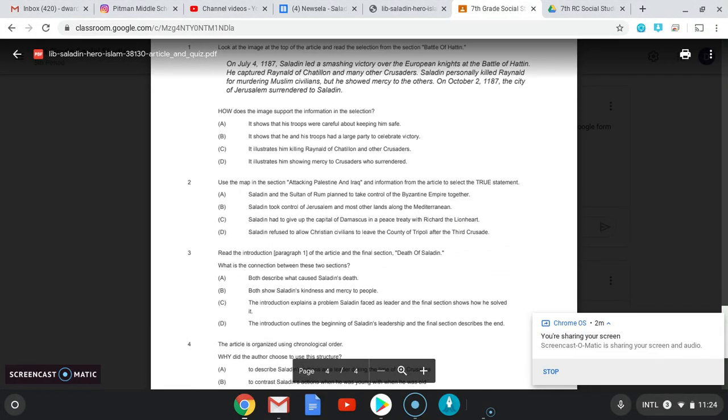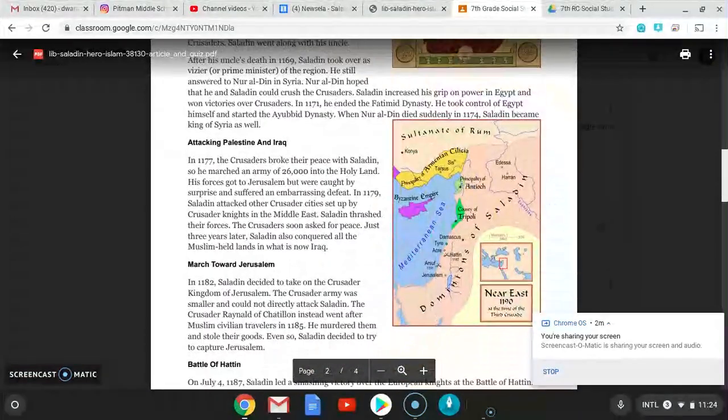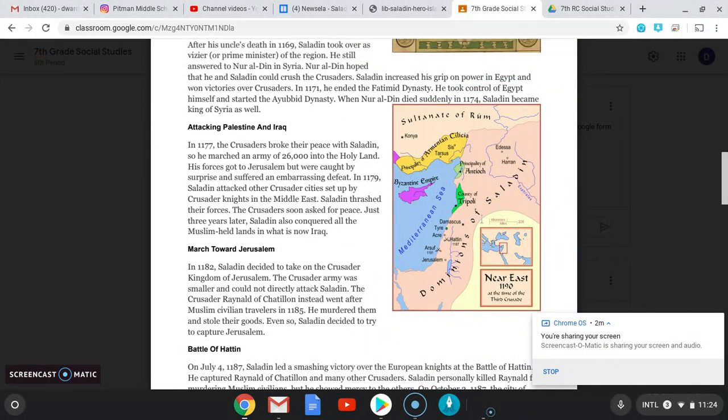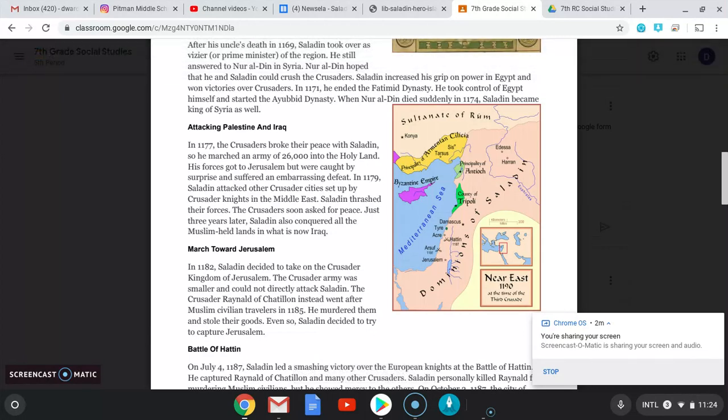All right, number 2, use the map in the section Attacking Palestine and Iraq and information from the article to select the true statement. The correct answer here is C. Saladin had to give up the capital of Damascus in a peace treaty with Richard the Lionheart. Here is the capital, Damascus, here. You can see the star indicates it's the capital, but the Muslims really wanted to hold on to Jerusalem, right? Because that's a very holy city to them and to Christians and to Jews.